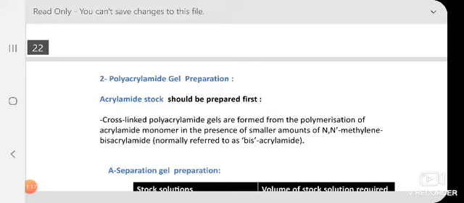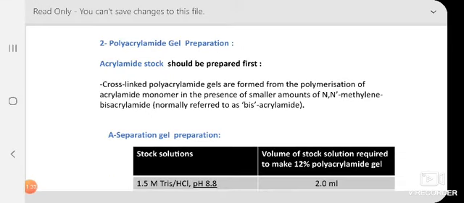As I showed you, the principle of polyacrylamide gel is polymerization. The cross-linked polyacrylamide gels are formed from the polymerization of acrylamide monomer in the presence of a smaller amount of N,N'-methylene bisacrylamide, and 10% APS as well as TEMED catalyzes this entire thing.